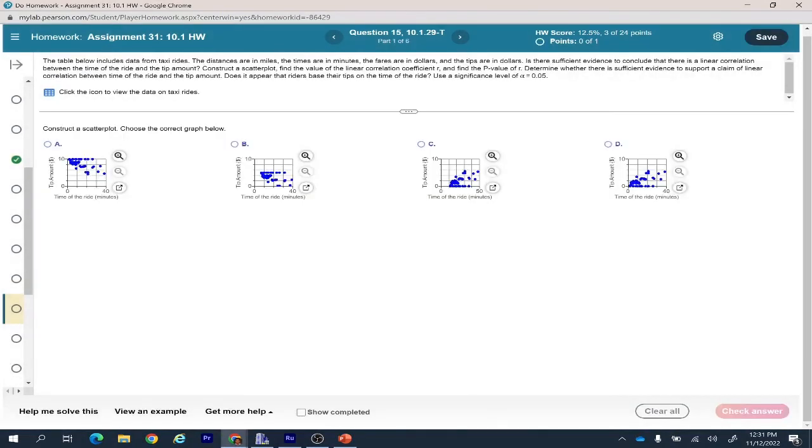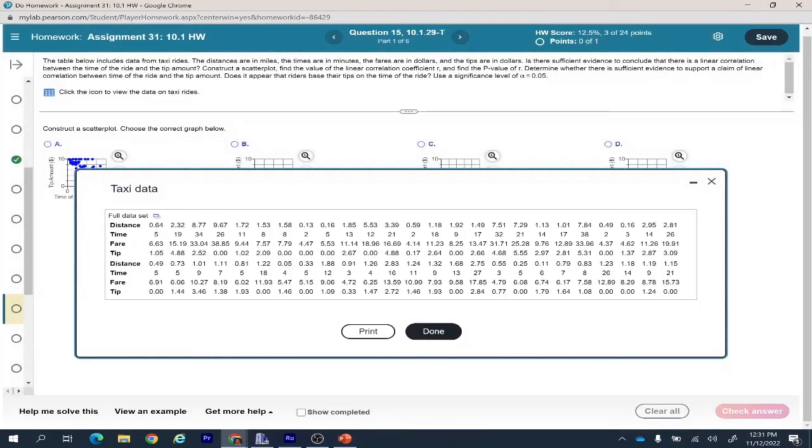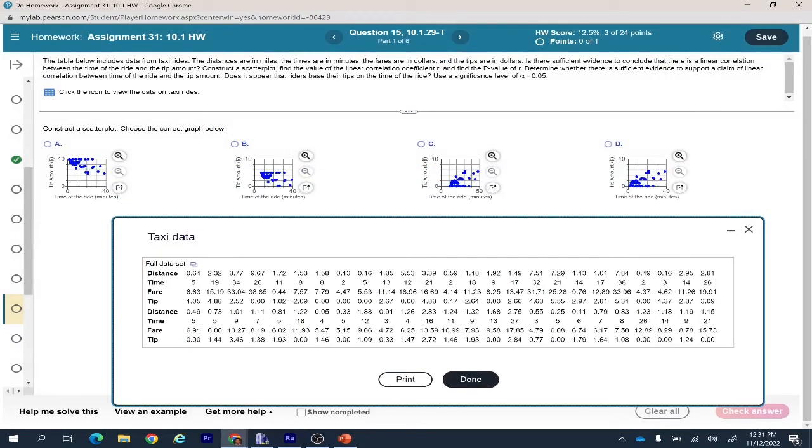Let's go to the next problem. We have a given table with a huge number of data here. The table below includes the data from taxi rides. The distances are in miles, times in minutes, fares in dollars, and tips in dollars. Is there sufficient evidence to conclude that there is a linear correlation between the time of the ride and the tip amount? So that's what we would like to find out, the correlation between the time and the tip.